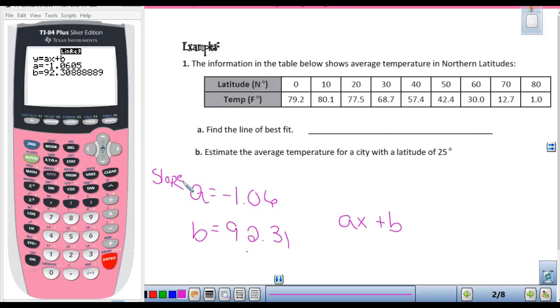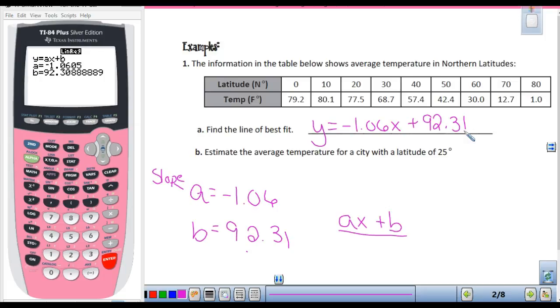Okay, so if we're going to write the equation of our line of best fit, it's going to be y equals, and now we plug a in for our slope, which is negative 1.06x plus 92.31. There is our precise line of best fit. Okay, flip the page, we're not done yet.